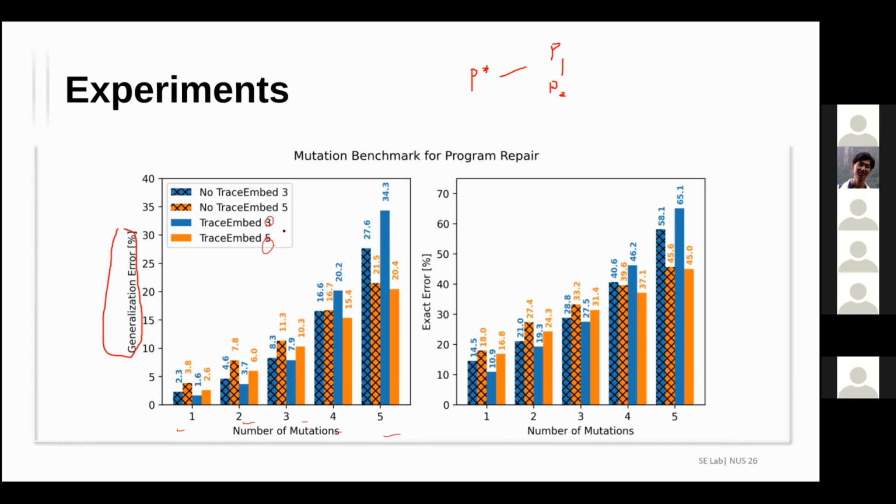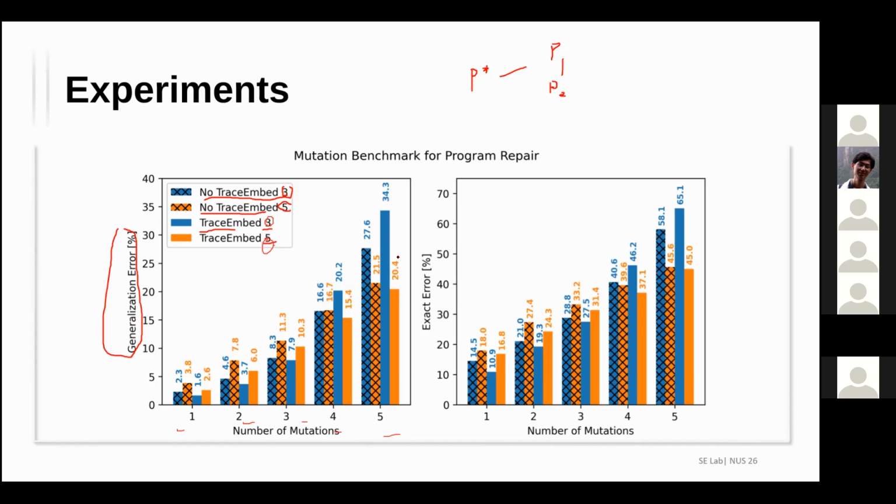They actually train 4 different models. The first model that they train is without trace embedding on programs that have 3 mutations. Here they train one that has no trace embedding on 5 mutations. Then this is with trace embedding on 3 mutations. So the training data has 3 mutations, and for this one, the training data has 5 mutations.